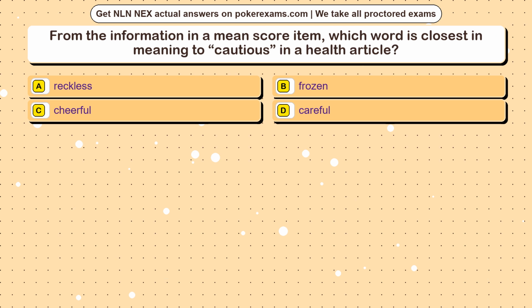Question 22. From the information in a mean score item, which word is closest in meaning to cautious in a health article? Option A, reckless. Option B, frozen. Option C, cheerful. Option D, careful.